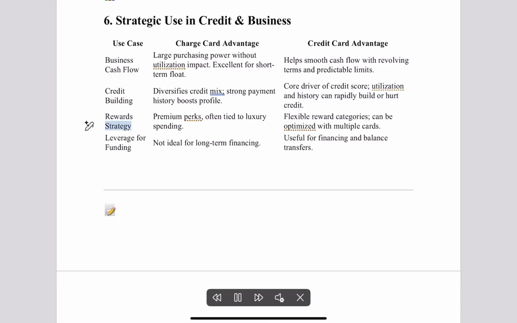Reward strategy. Charge card: premium perks, often tied to luxury spending. Credit card: flexible reward categories can be optimized with multiple cards. Leverage for funding. Charge card: not ideal for long-term financing. Credit card: useful for financing and balance transfers.